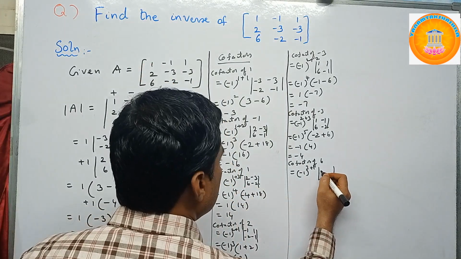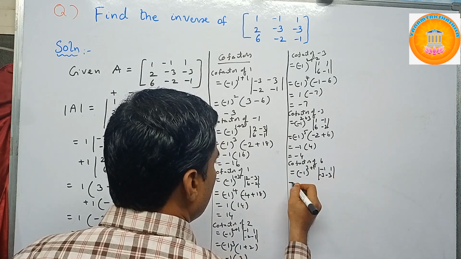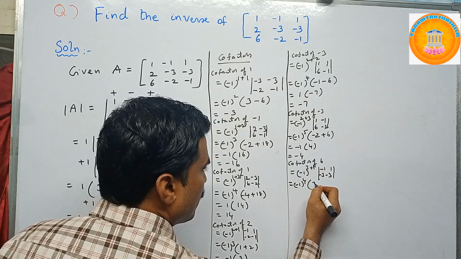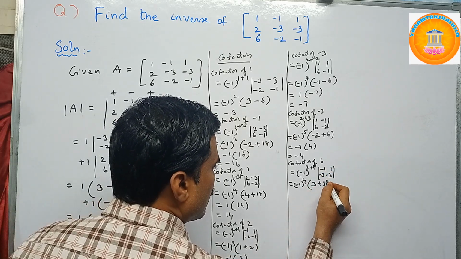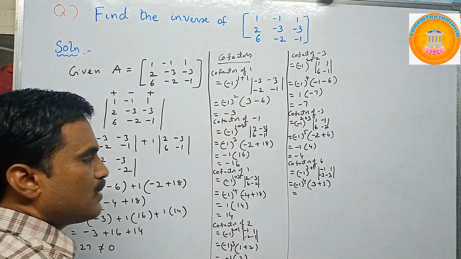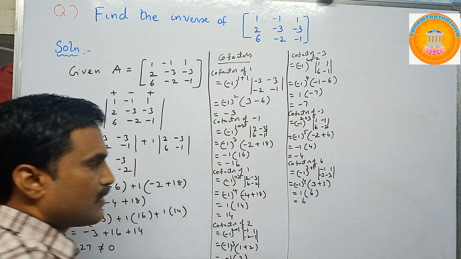So what are those elements? Minus 1, 1, minus 3, minus 3. So you get minus 1 power 4, and now minus 1 times minus 3 minus 3 will be plus 3. So you get minus 1 power 4. That means 4 is an even number, you will get 1, and 3 plus 3 is 6. So you will get 6.